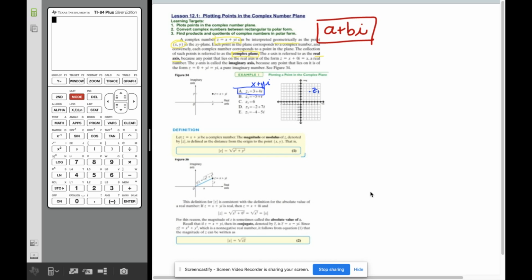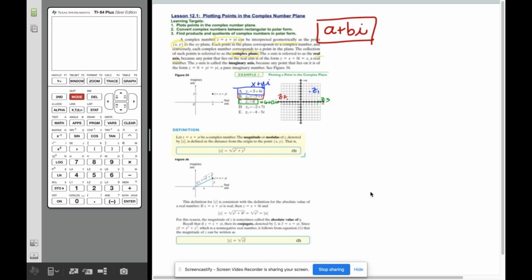A couple others here. Z2, 5 to the left and 1 up, so that would be negative 5, 1. Right there we have the point Z2. Z3, so 6, which is the same thing as saying 0 for y. So you do 6 plus 0i, so you're just graphing the point 6, 0, and we'll call that Z3.